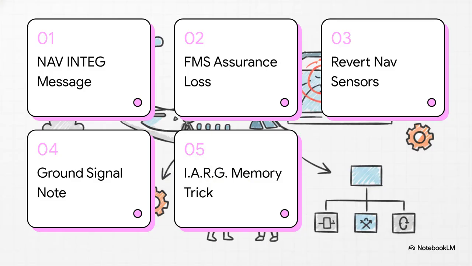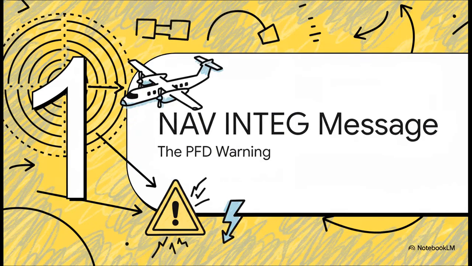Here is exactly how we're going to tackle this today. First, we'll cover the Nav Integ message itself. Then we'll dive into understanding FMS assurance loss, followed by the required action of reverting sensors. After that, we'll look at a really important ground reception note and wrap it all up with an awesome memory trick called IARG. All right, let's jump straight into section 1, the Q400 Nav Integ message.